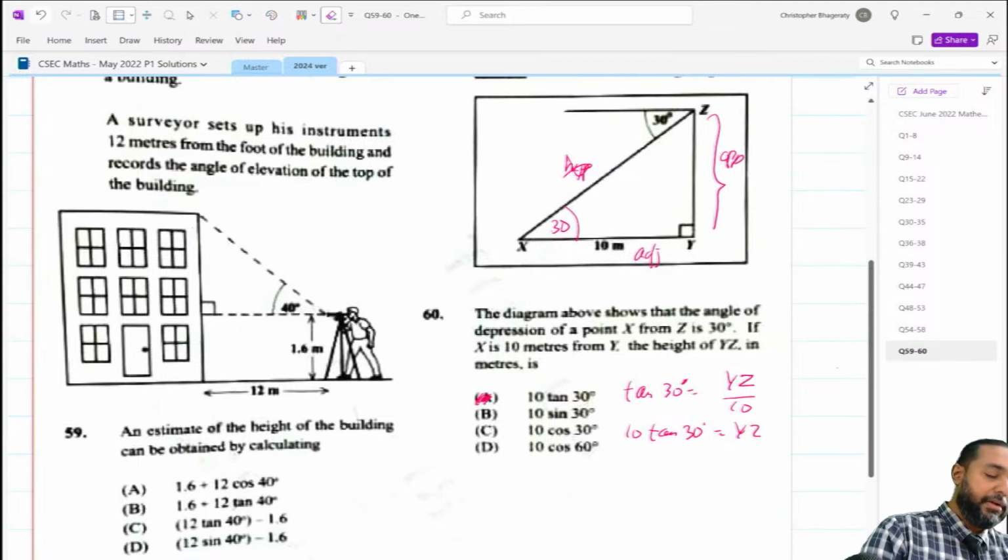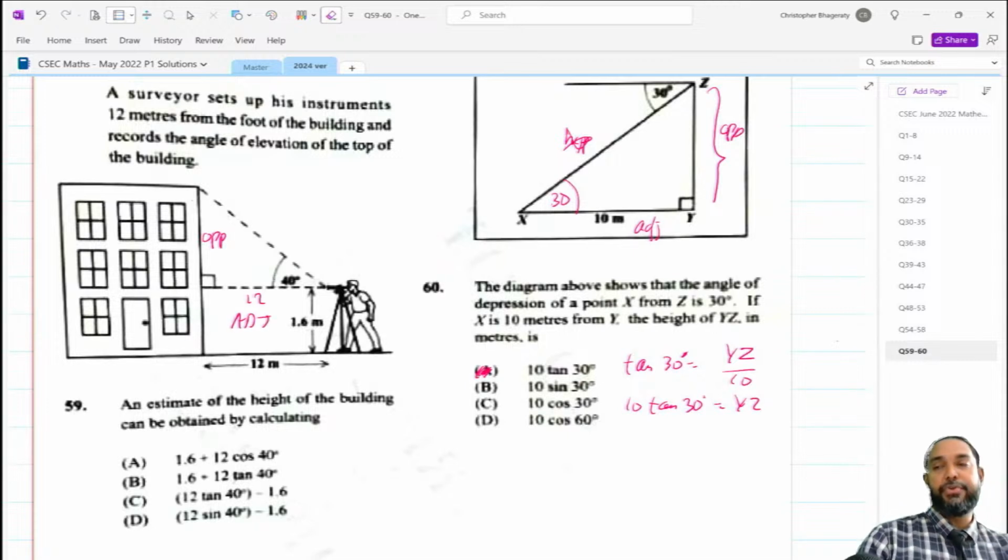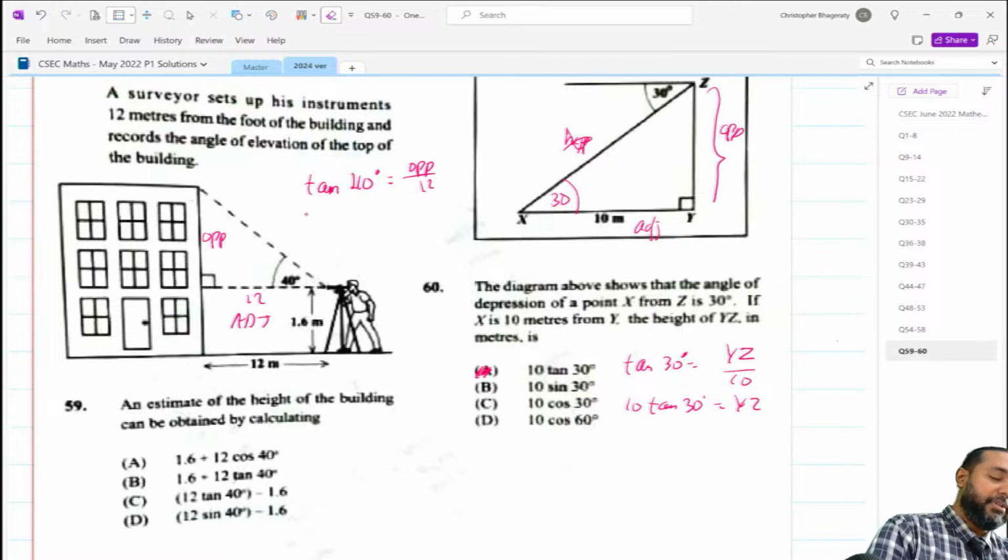To find this piece here, relative to the 40 degrees, that side is the opposite side. And we only have one available length in the triangle, which is 12, and that happens to be adjacent. And guess which ratio uses opposite and adjacent? Tan, that's correct. So tan 40 would be equal to the opposite over 12. So you'll multiply by 12 on both sides of the equation.